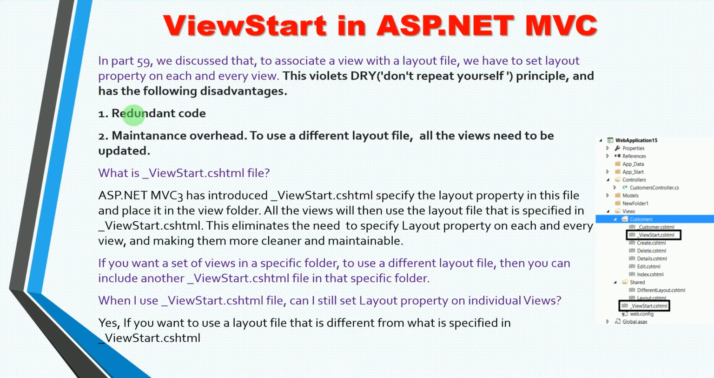This eliminates the need to specify the Layout property on each and every view, making them cleaner and more maintainable. If you want a set of views in a specific folder to use a different layout file, you can include another ViewStart.cshtml file in that specific folder. Meaning, if a controller has different views and you want them to have a separate layout, you make a separate ViewStart file for that views folder.